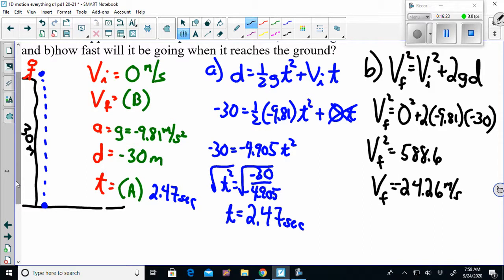This equation doesn't know what direction the object's going. It just knows I'm taking a square root. So it's important to remember you have to include that positive or negative, and you have to decide, do I want the positive value or the negative value? And in this case, you want the negative value of the square root.